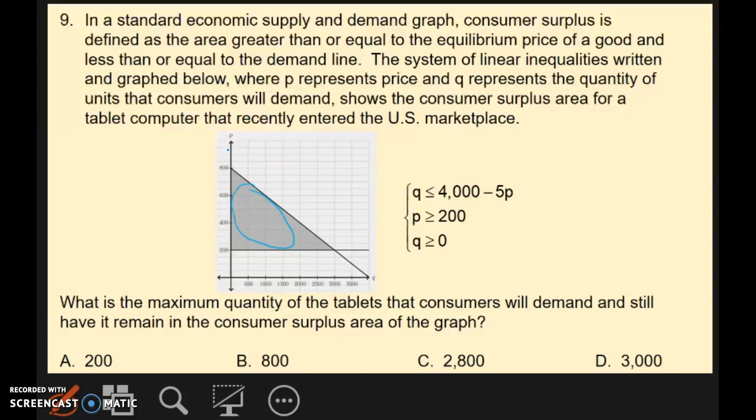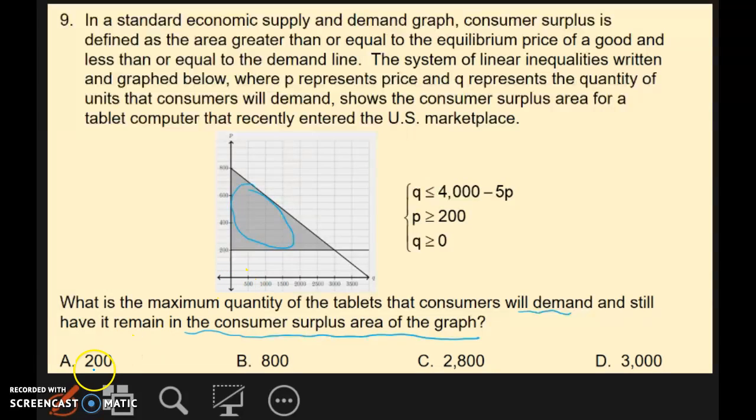We've got some inequalities listed out, and they're all written right there, but really the key is we want to be able to pick out the feasible region. We've already been told that. The question is asking us the maximum quantity of the tablets that consumers will demand and still have it remain in the consumer surplus area of the graph. So something about demand and in the consumer surplus area of the graph. Okay, but really we're looking for the highest coordinate that still fits in that feasible region. We're not worried about price so much, but just demand.